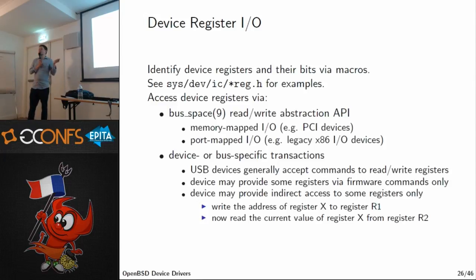Some devices also require you to do a transfer sort of thing. It might be that you cannot actually access a register unless you go through some other register. You write the address of register X into another register, and then the value of register X appears at a different location. That happens quite a lot. And some buses like USB don't give you that kind of access, so you have to use USB transactions to do anything.